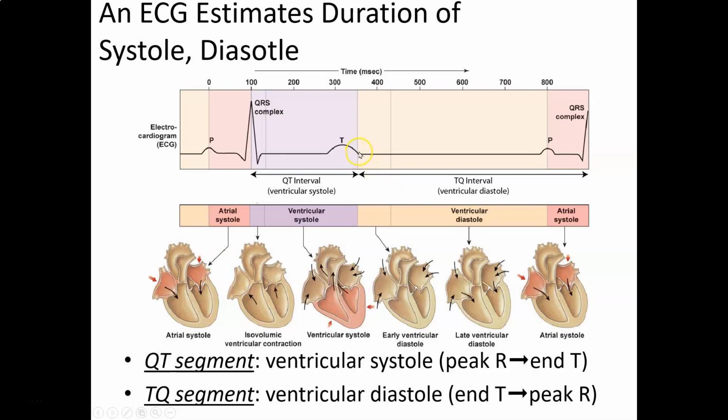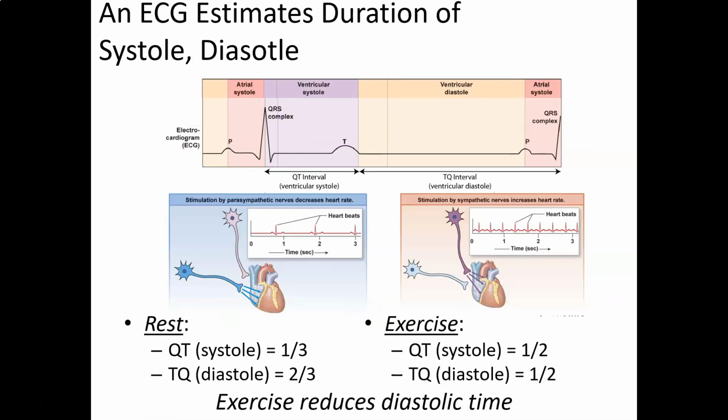From the end of T to the next peak of the next R wave, that's sometimes called the TQ interval, and that measures the ventricular diastole. So notice ventricular systole is very short, and diastole is about twice as long. And that's again where that 1/3 systolic plus 2/3 diastolic formula comes in for mean arterial pressure.